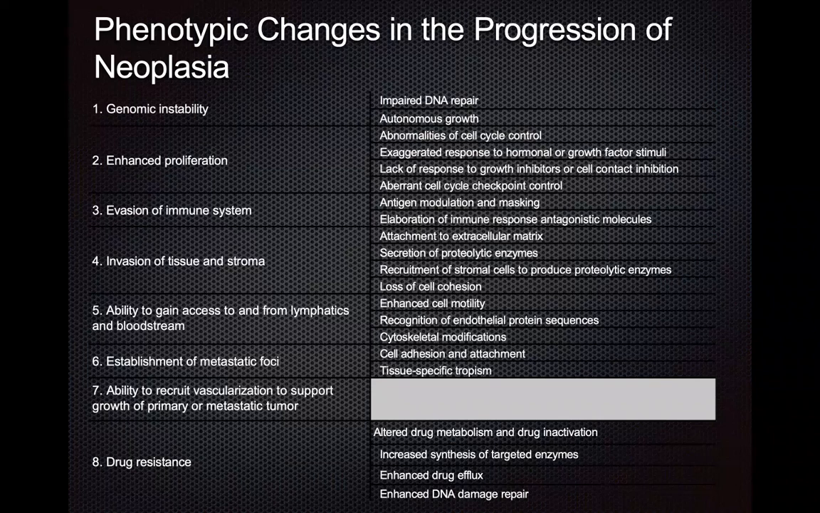The next one is evasion of the immune system. It involves antigen modulation and masking, and elaboration of immune response antagonistic molecules. Then there is invasion of tissue and stroma, leading to the loss of cell cohesion and the ability to gain access to and form lymphatic and bloodstream channels, which makes the cancer cell easier to move and transport to another part of the body.